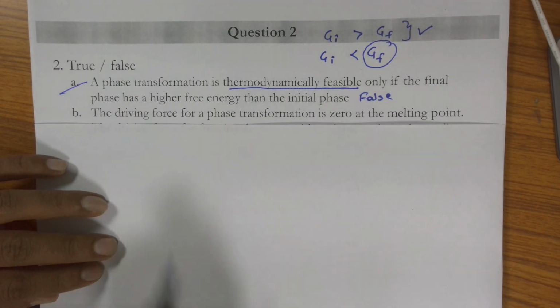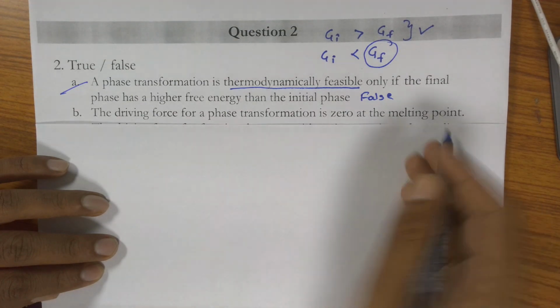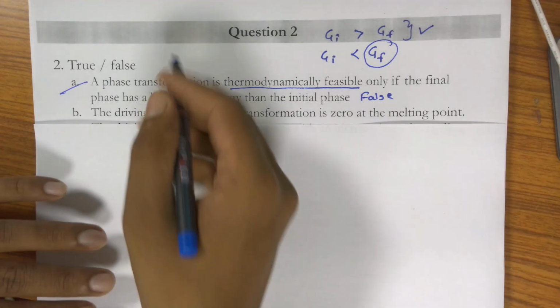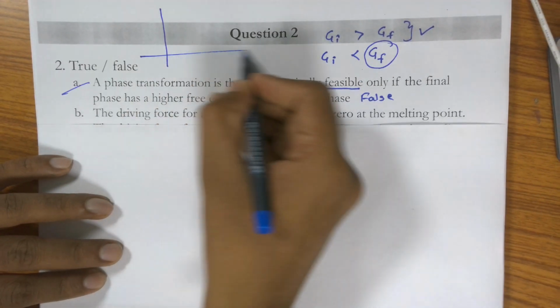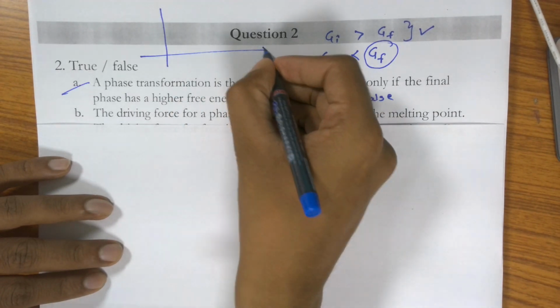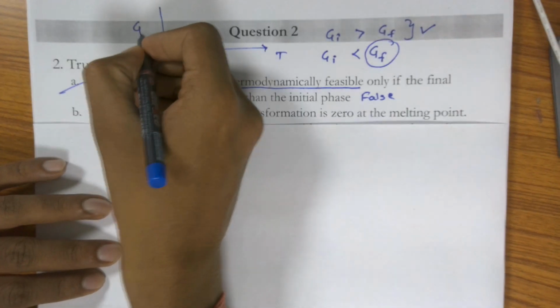Let's go to the next question. The driving force for the transformation is zero at the melting point. We saw that, let us say this is the temperature and this is the Gibbs energy axis.